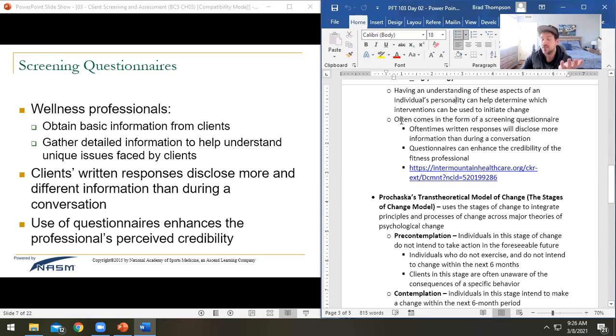So how are we going to do this? How are we going to figure out our client's basic id? How are we going to figure out their behavior, their affect, their sensation? How are we going to learn about them? Oftentimes this is going to come in the form of a screening questionnaire. We'll do written responses so that our client can give us a very detailed version of what their thoughts, actions and feelings are. We like written responses rather than just conversation, because generally people tend to be a little more thoughtful when they're writing things down.